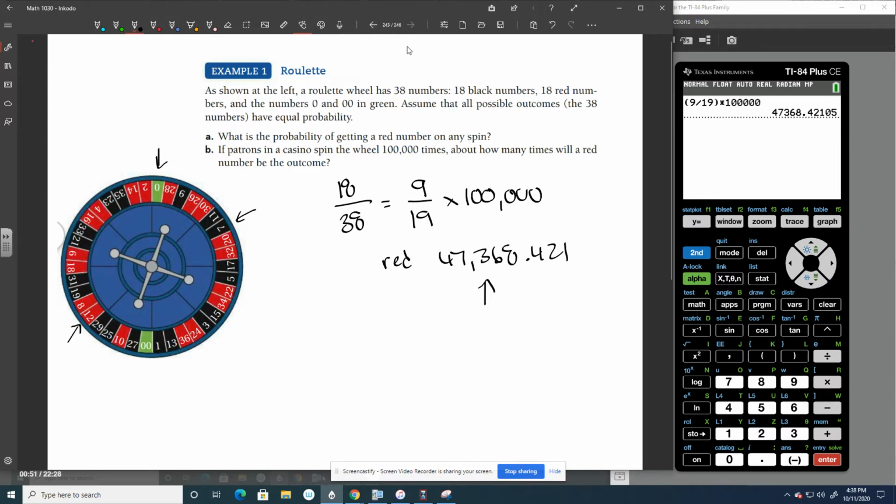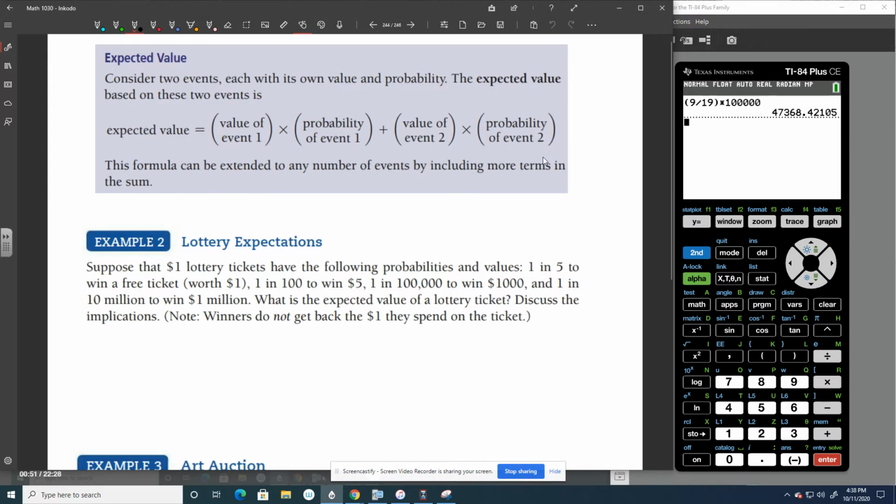All right. Now, our expected value, if we're considering two different events, our expected value, you take the value of event one happening and you multiply that by the probability of the event happening. And then you're going to add that to the value and probability of something else happening.